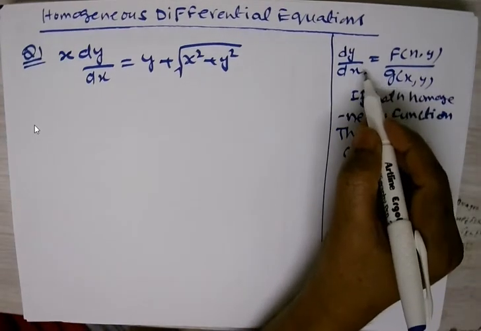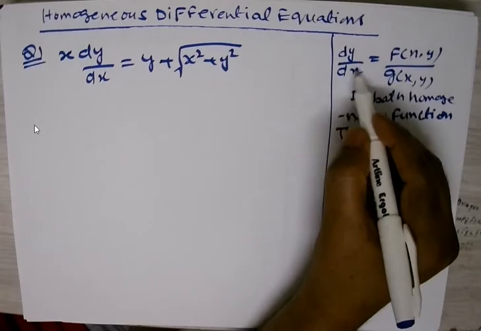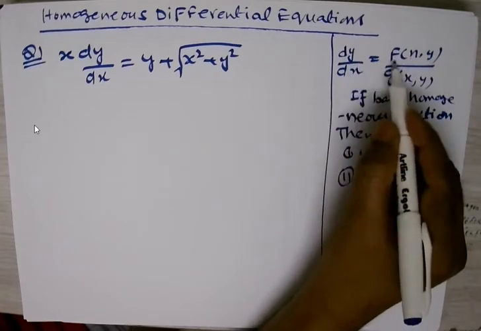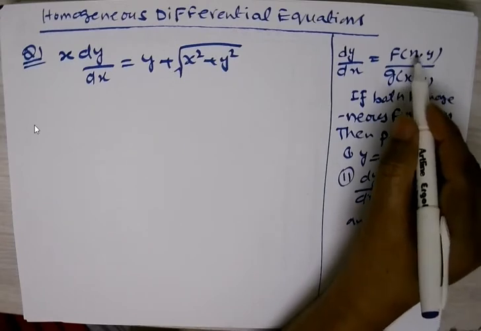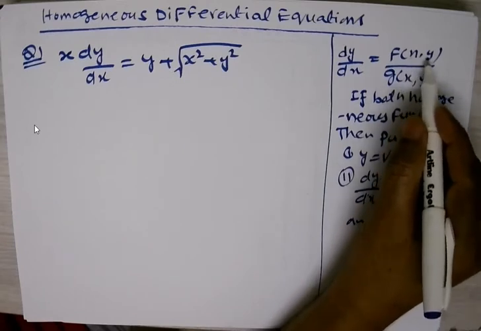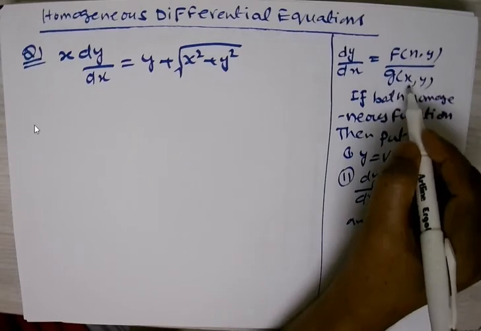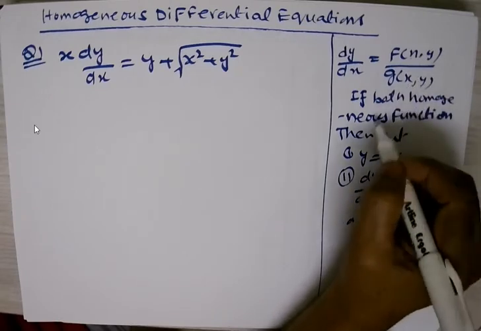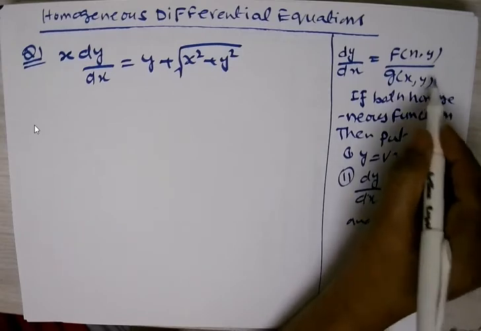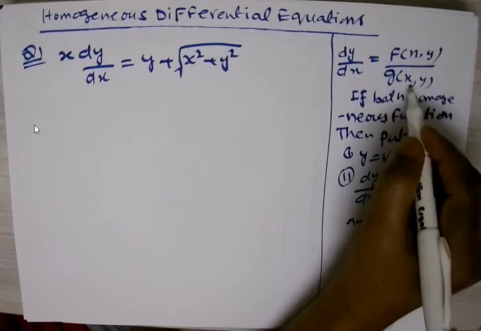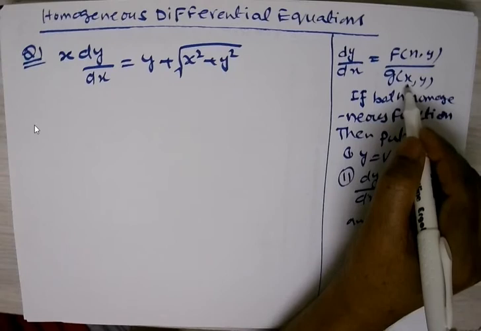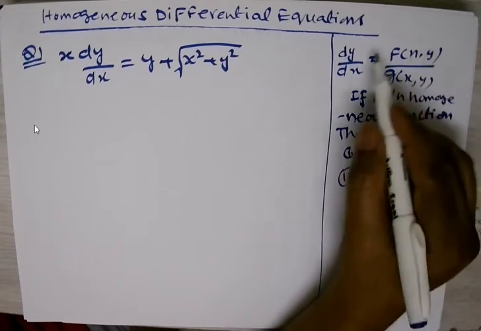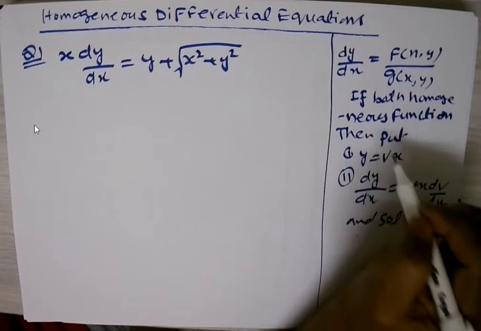A homogeneous differential equation is nothing but a differential equation which is written as dy/dx is equal to f of x,y over g of x,y. If the function f of x,y and the denominator g of x,y both have the same degree of term, up and down, or you can say the degree of the numerator is the same everywhere and the degree of the denominator is the same everywhere, then that type of differential equation is called a homogeneous differential equation.